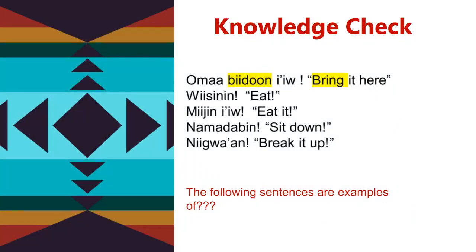Oma bidun iu, bring it here. Wisinen, eat. Nijin iu, eat it. Namataben, sit down. Nigwa un, break it up. The following sentences are examples of which kind of verb?